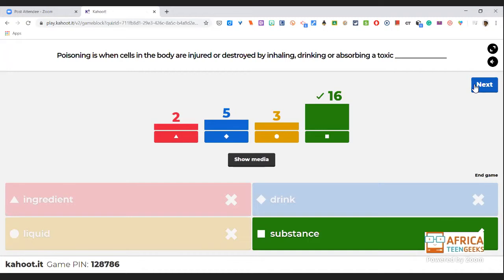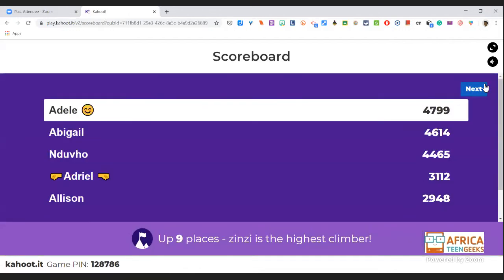So it's a toxic substance that people inhale, drink, or absorb. A poison isn't always a liquid. It can be in tablet form. And it might not just be an ingredient. It might be a lot of different things. Not a drink. So well done. Well done to those people that got that. Adele, good. Abigail, Nduvu, Adriel, Ellison.